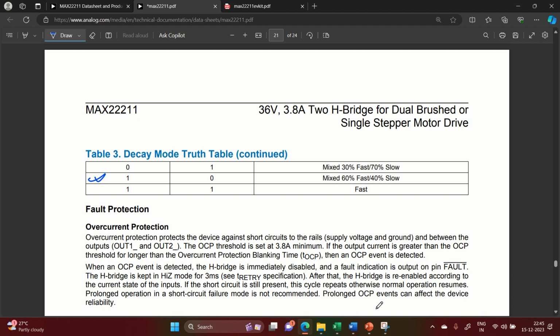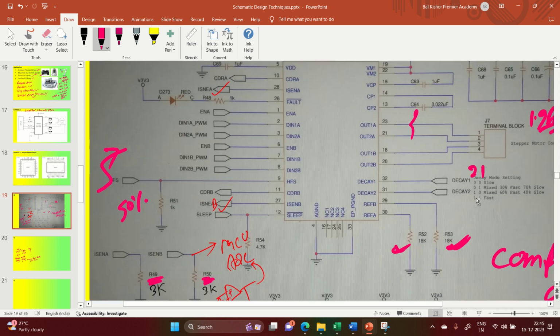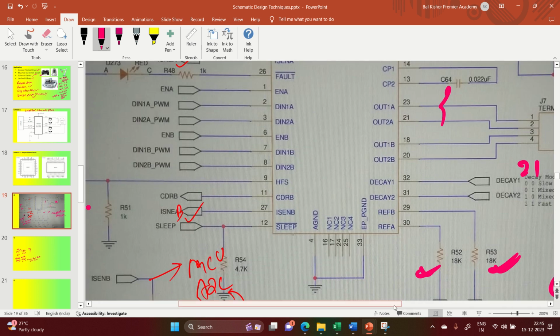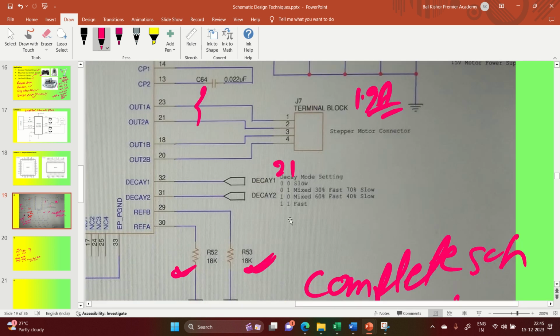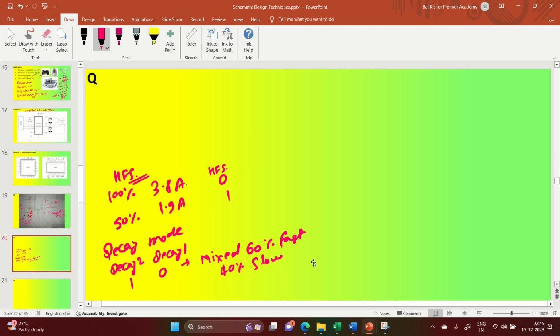Got it? If you come to the circuit, dk1 and dk2 are both input pins from the microcontroller, and the microcontroller makes sure to set the decay mode. My aim is to keep dk2 as 1 and dk1 as 0. If I keep it 1 and 0, it will be done. Now, depending on the microcontroller, I have given you one provision here.